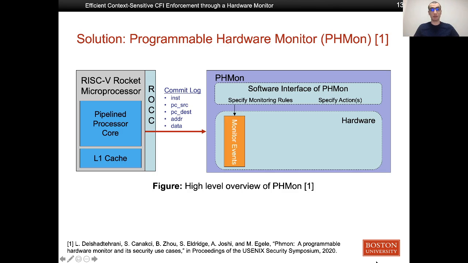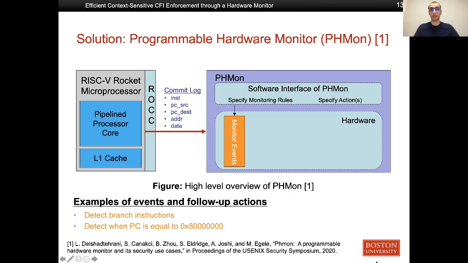So what kind of events can we define? There are many of them, but I will provide two examples here. For instance, we can define an event to detect branch instructions in a program, or we can create an event which detects a program counter value when it is equal to a constant that we defined before, like 0x800 in this case.